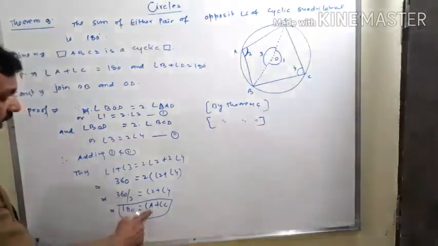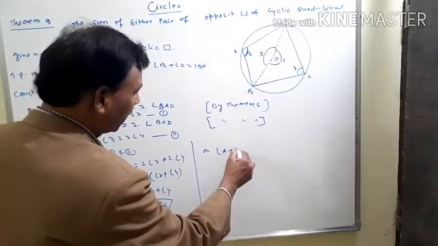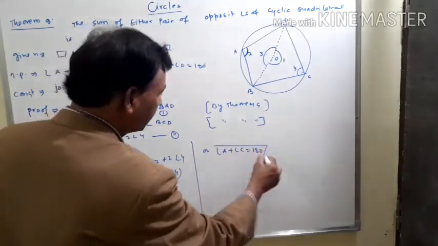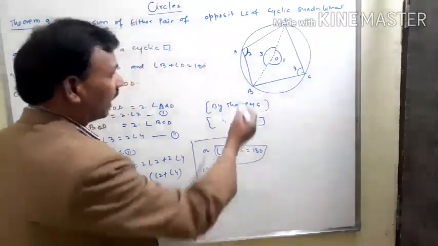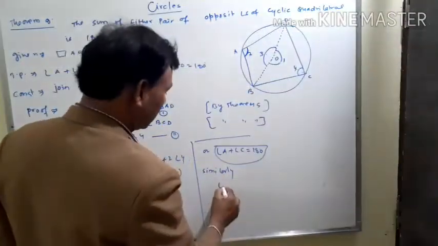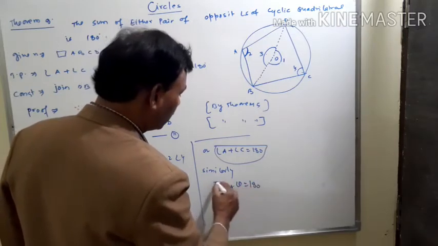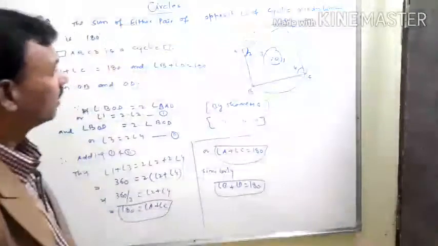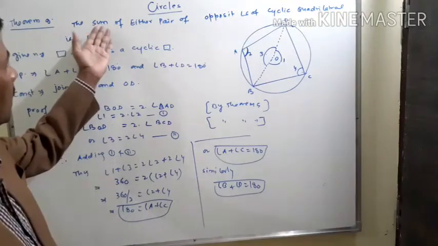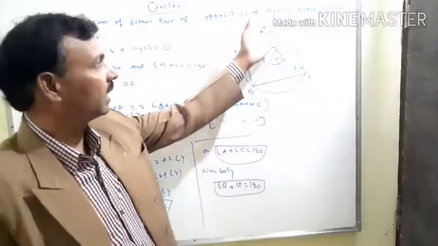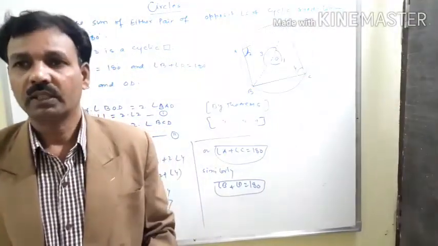Thus, we can say that angle A plus angle C equals 180. Similarly, angle B plus angle D also equals 180. Thus, we have proved the theorem that the sum of either pair of opposite angles of a cyclic quadrilateral is 180 degrees. Now in the next video, we will take the next theorem.